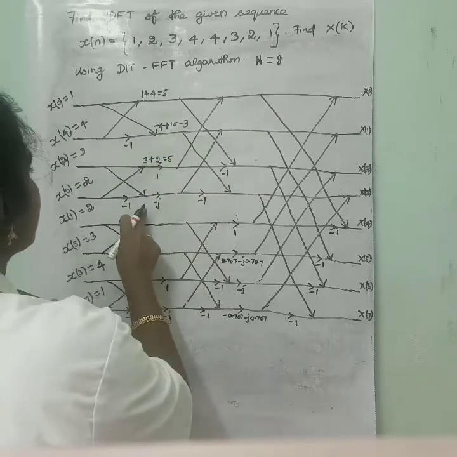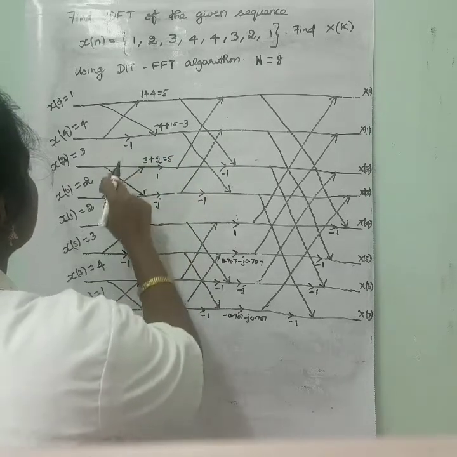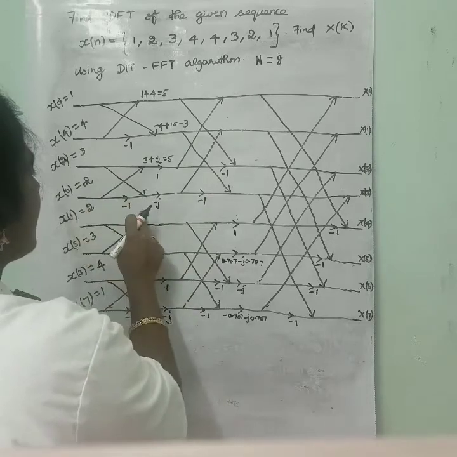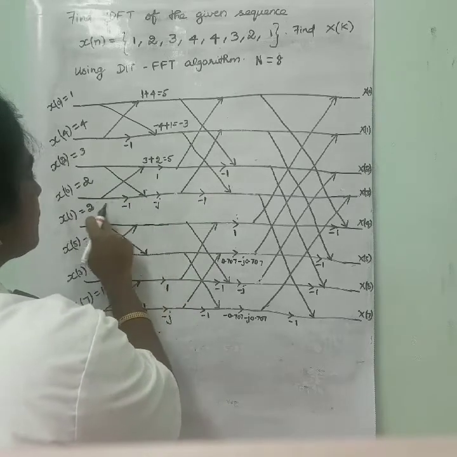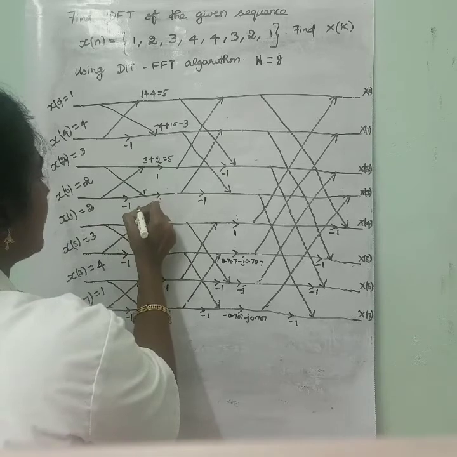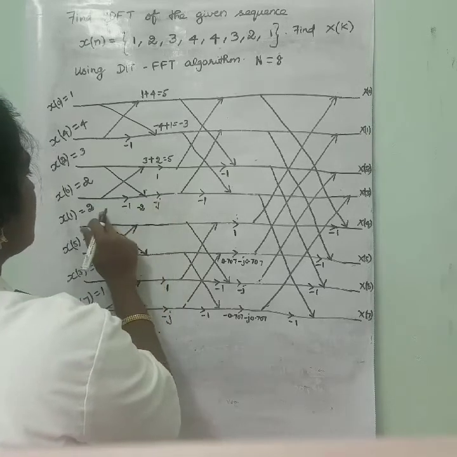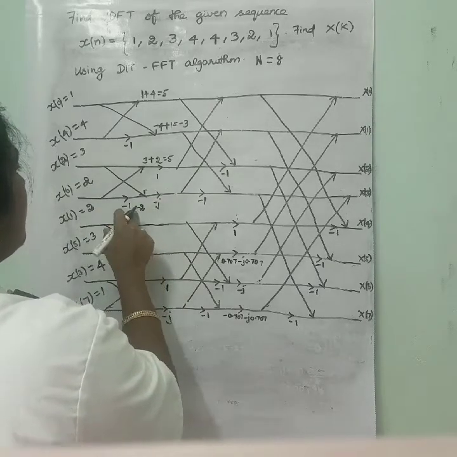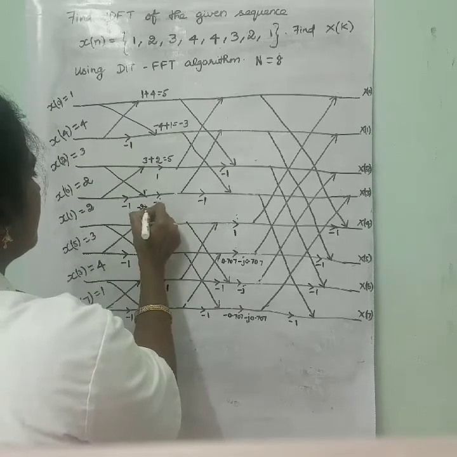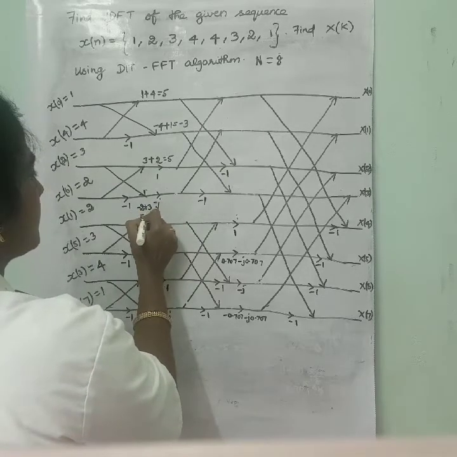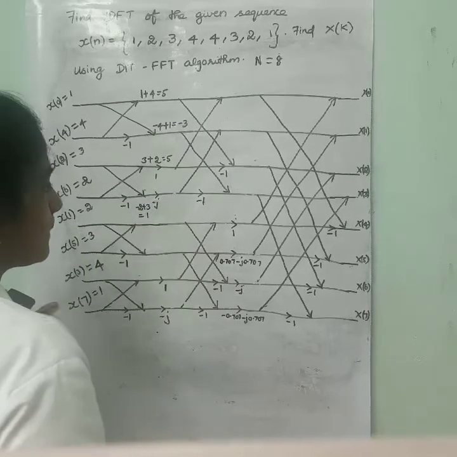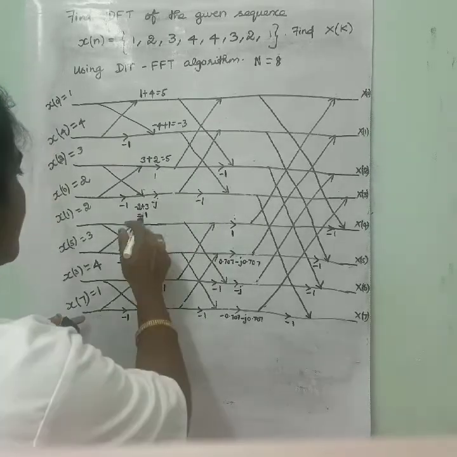Okay, the next, fourth line. So the value of the fourth line is 2 into minus 1, so that is minus 2. Minus 2 plus that 3, so you will get 1. So the answer is 1.